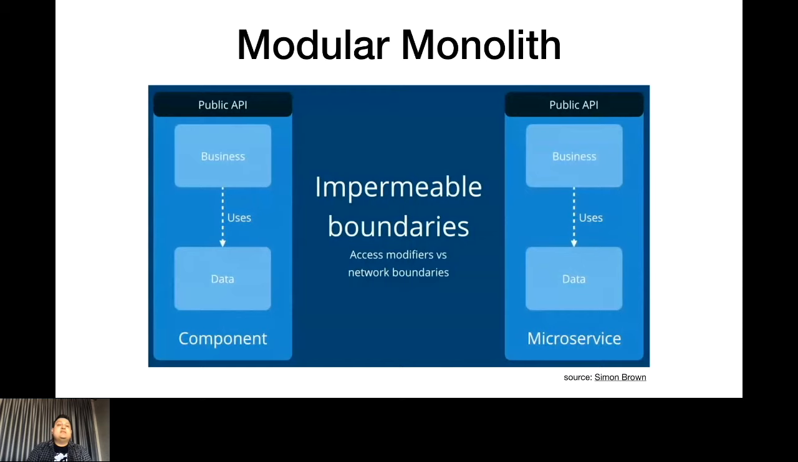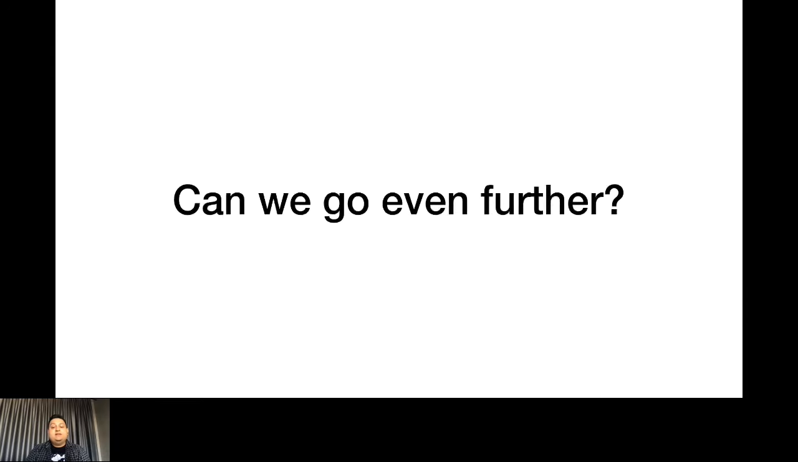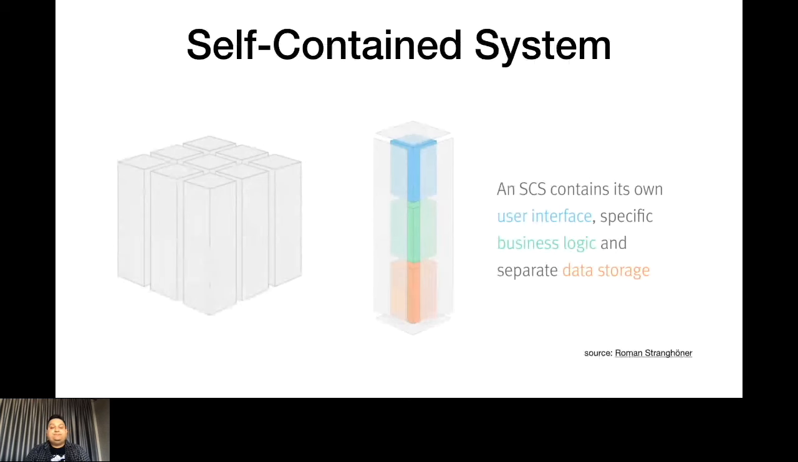But the question is, can we go even further? The modular monolith may be a good approach to start the project, but it doesn't provide us with all the benefits I just mentioned. So should we then jump straight into the micro? Maybe, but there's also something in between, and it's called self-contained systems.